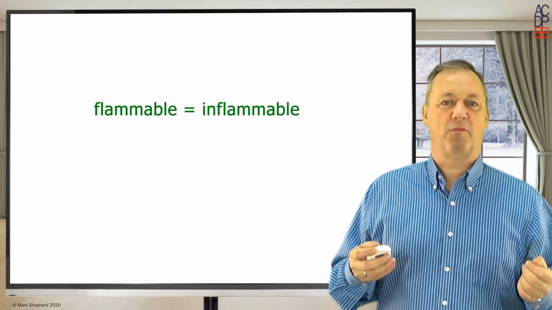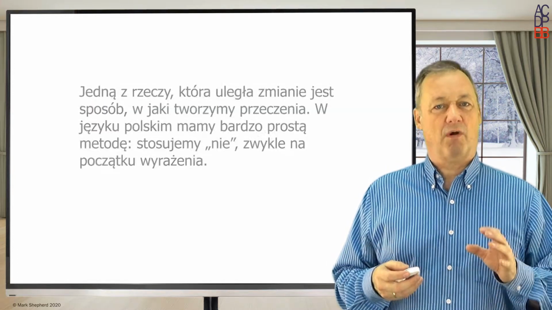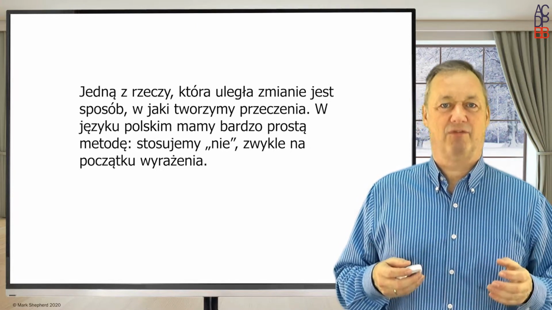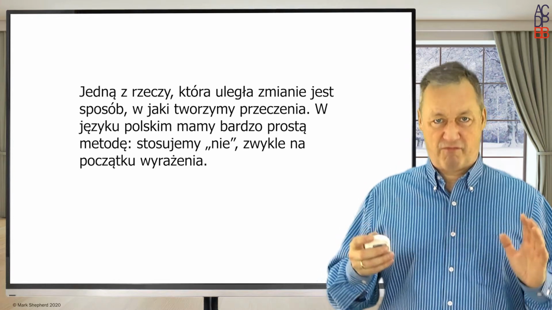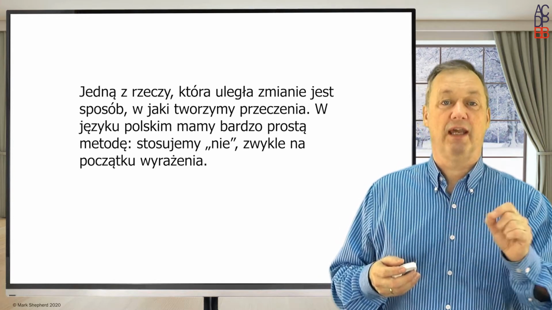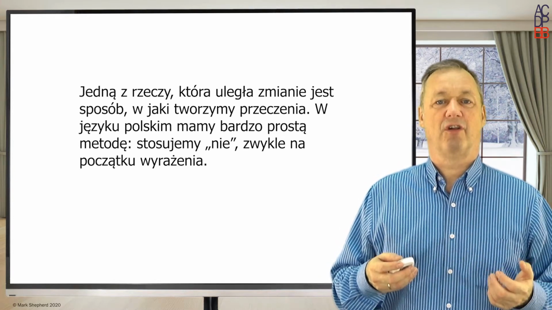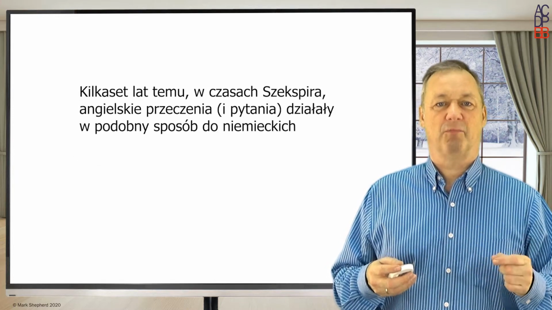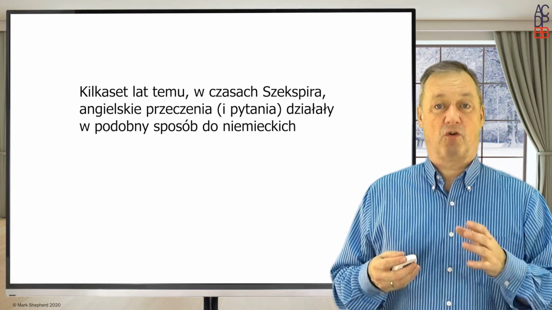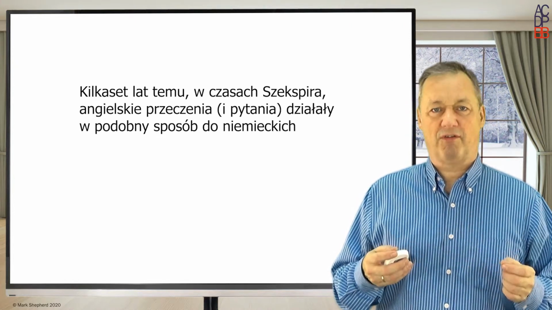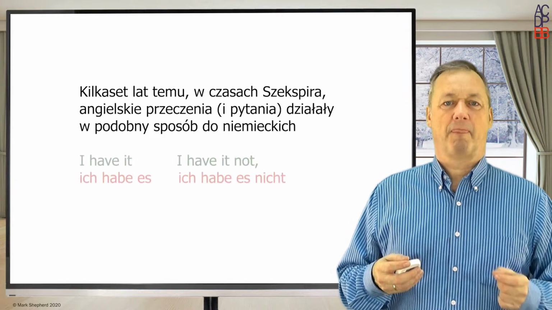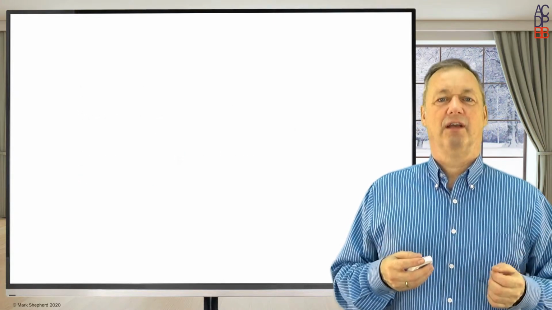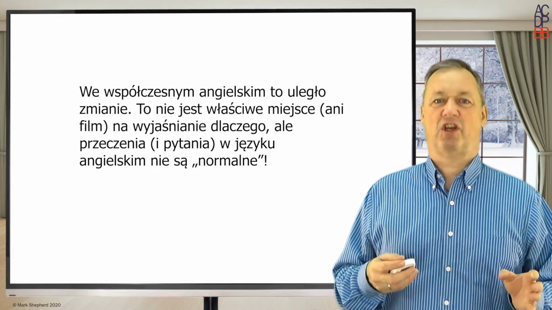Flammable, inflammable. One of the things that has changed is the way that we form negatives. In Polish, we have a very simple method. We use nie, usually at the start of the phrase. A few hundred years ago, in the time of Shakespeare, English negatives and questions worked in a very similar way to German. I have it not. Ich habe es nicht.